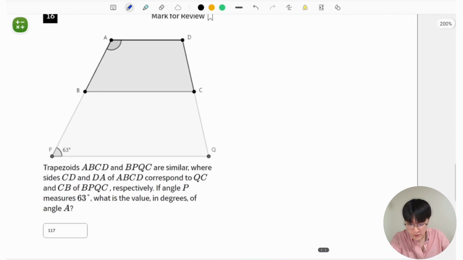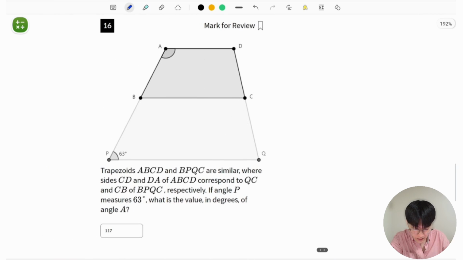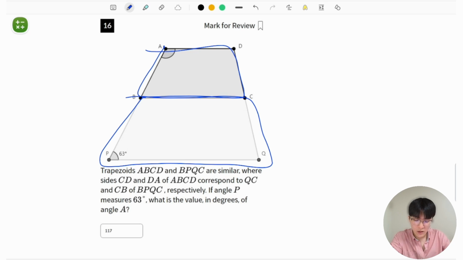Question 16. Trapezoids ABCD and BPQC are similar, where sides CD and DA of ABCD correspond to QC and CB of BPQC, respectively. If angle P measures 63 degrees, what is the value in degrees of angle A?